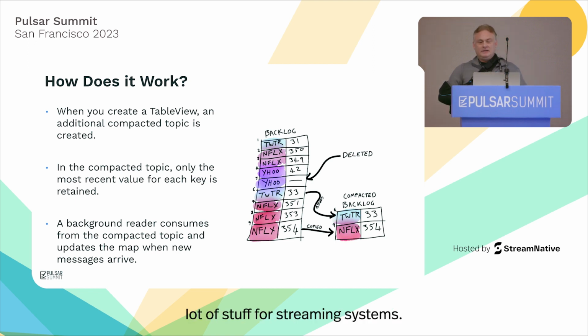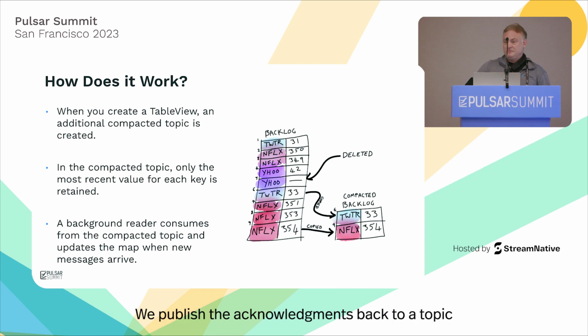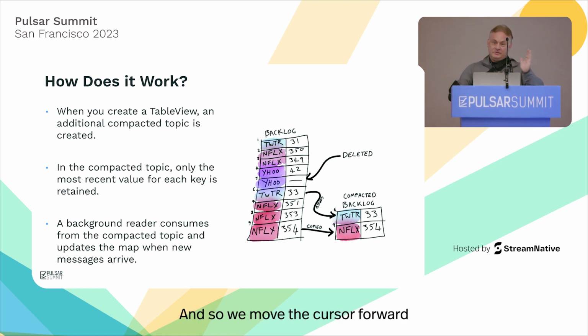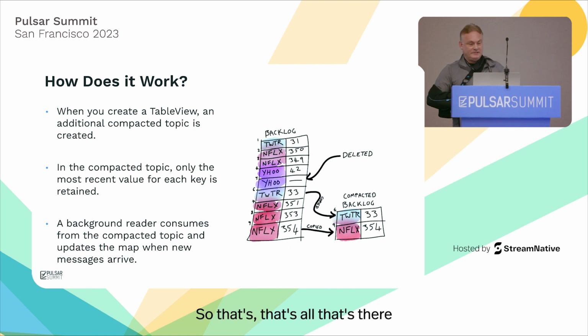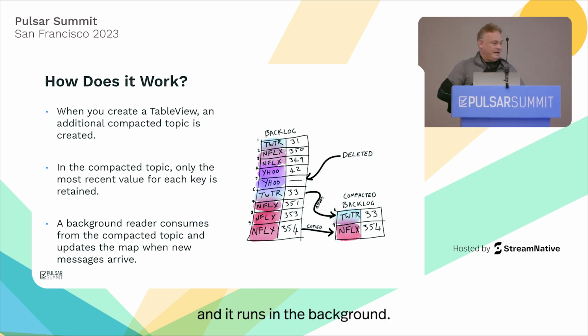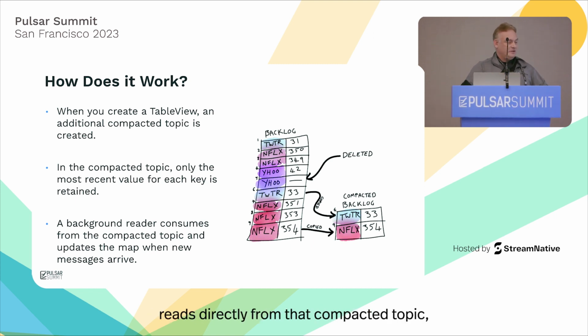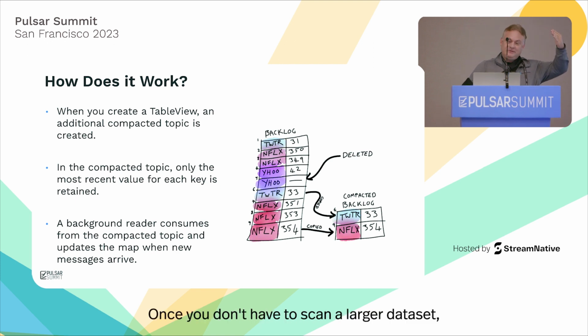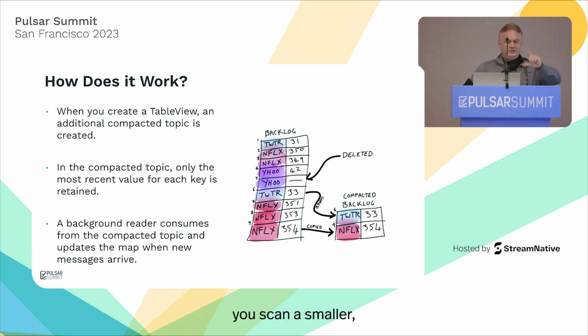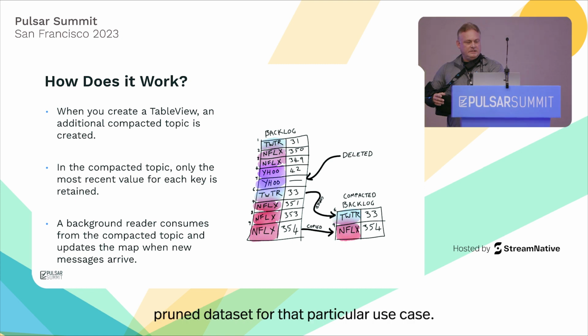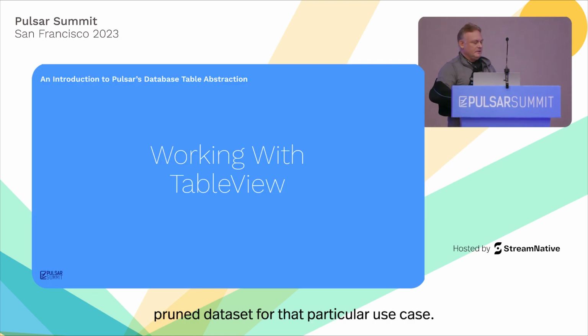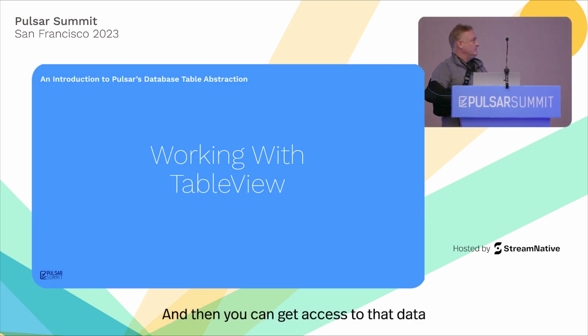It's used commonly in a lot of different streaming systems. It's actually what's used for Pulsar subscriptions. That's how we track subscriptions. We publish the acknowledgments back to a topic and then compact them, and so we move the cursor forward through topic compaction. So that's all that's there, and it runs in the background. A background reader reads directly from that compacted topic, not the whole one, so you don't have to scan a larger data set. You scan a much smaller, pruned data set for that particular use case, and then you can get access to that data from there.